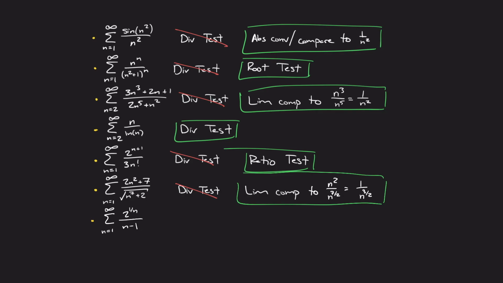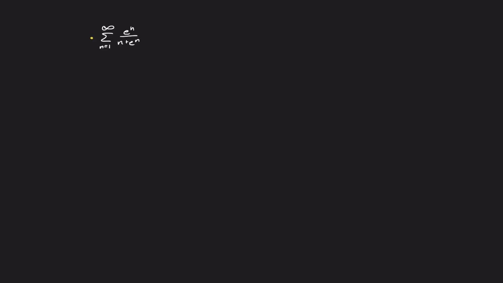And for the sum of 2 to the 1 over n minus 1, the divergence test again does not work. But we notice that the term on top is insignificant since it goes to 1, and therefore we can use the limit comparison test with the sum of 1 over n. For the sum of e to the n over n plus e to the n, it turns out the divergence test works since the terms go to 1.